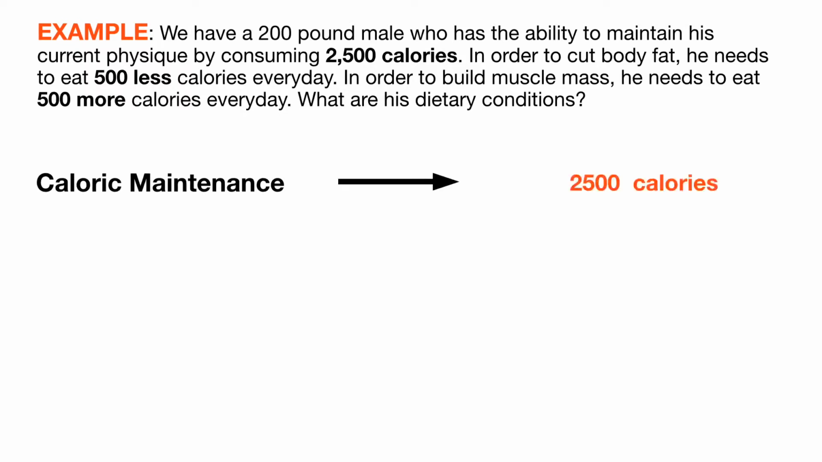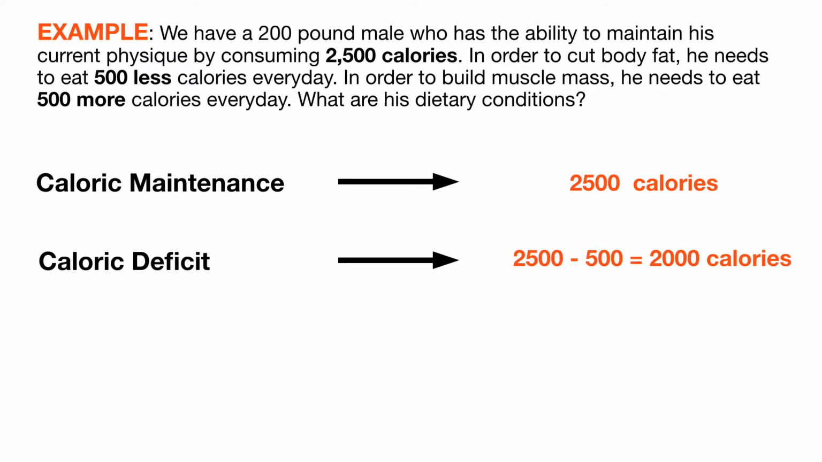So we know from our example that his caloric maintenance is going to be 2,500 calories. So in order for him to hit his caloric deficit, we know that he needs to eat 500 calories less, which puts him at a 2,000 calorie caloric deficit.